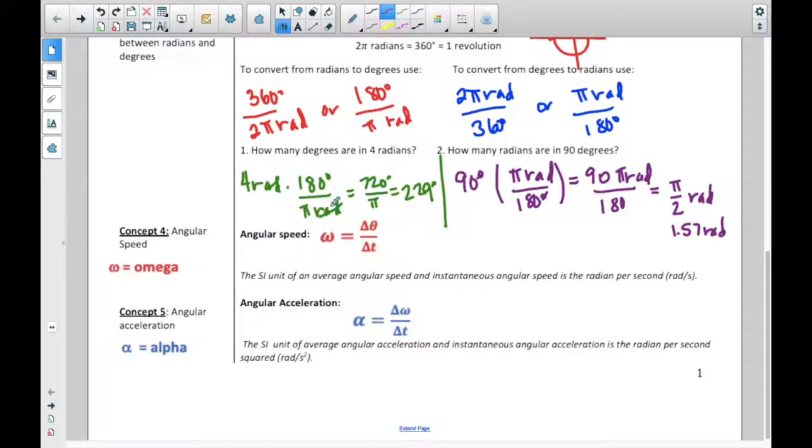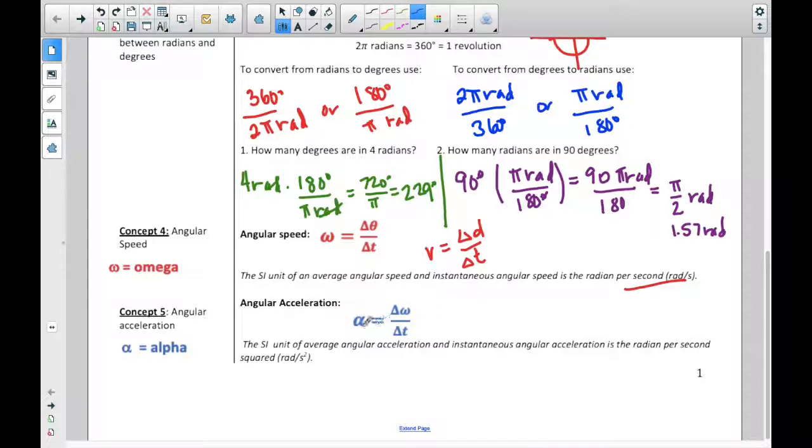We talked about it up above a little bit, but again, that omega stands for angular speed. It's kind of like velocity. And just like in the linear world, we said that velocity was change in distance over change in time. In the angular world, we're saying that speed is change in theta, or the change in angle, over the change in time. And the SI unit is radians per second.